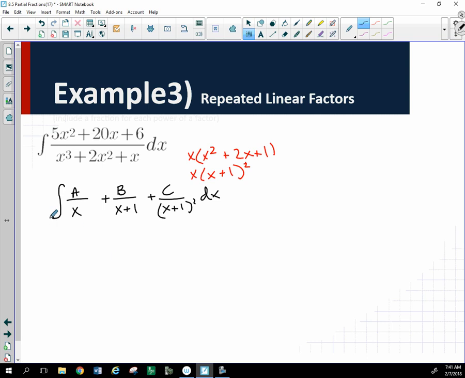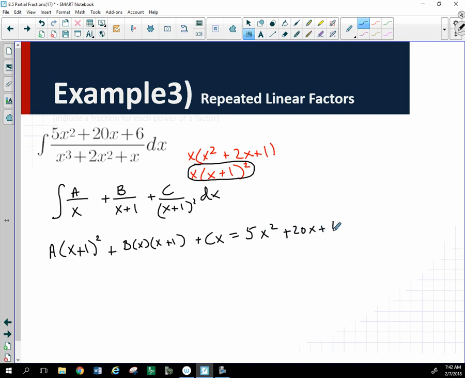We will then multiply by the common denominator, which is this thing right here. We multiply everybody by the common denominator, which means a picks up x plus 1 squared, b picks up x times x plus 1, and c picks up the x, and that's it. And then that is equal to our numerator, which is 5x squared plus 20x plus 6. Now we get to start picking some values to throw in here and try to make our lives easier. I am going to start with x equals 0, just because it seems like it's going to help me a lot here. If x is equal to 0, a gets multiplied by 1.